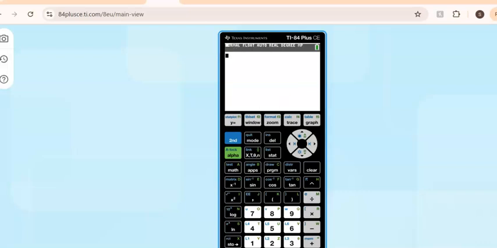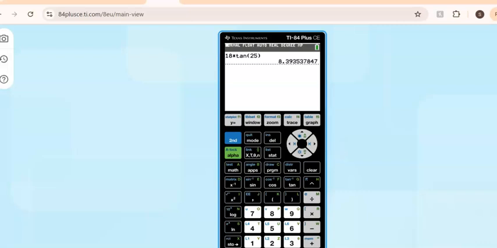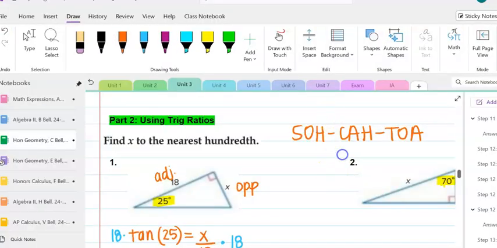Okay, so then we're going to type in exactly what our problem says, 18 times, and then your sine, cosine, and tangent buttons are right here in the middle. Okay, so we're going to hit tangent of 25, and we're going to hit enter. Okay, the question, if you didn't catch it, said round to the nearest hundredth. So we're going to round to 2 decimal places. Okay, so 8.3. This 3 would tell the 9 to stay a 9. So it's going to stay.